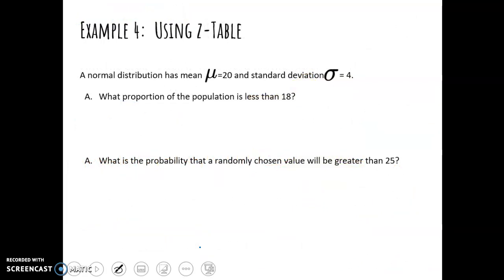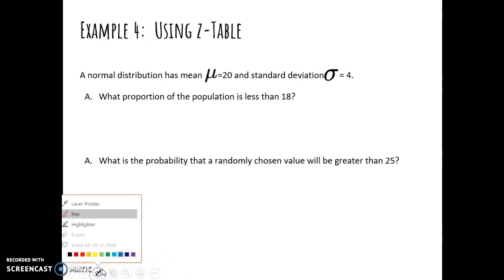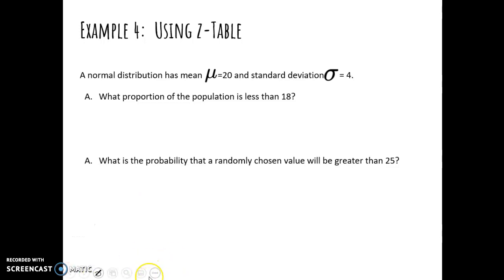Let's look at example 4. The normal distribution has a mean of 20 and a standard deviation of 4. So before we were using the standard normal curve, now we're just using a regular normal curve where the mean is not 0. The standard deviation is different than 1. So what proportion of the population is less than 18? So remember, when they ask for proportion of the population, we can find that by finding the area of the curve with the boundary for being less than 18.